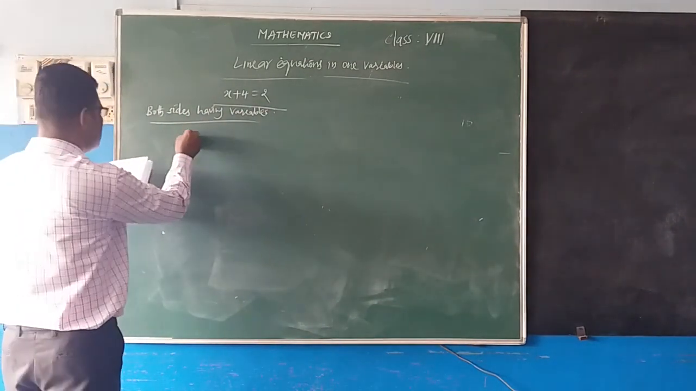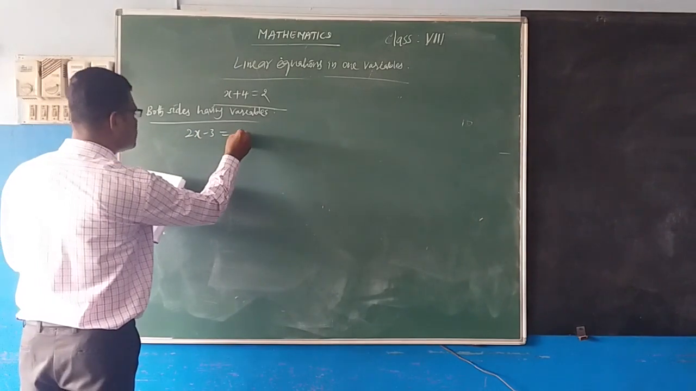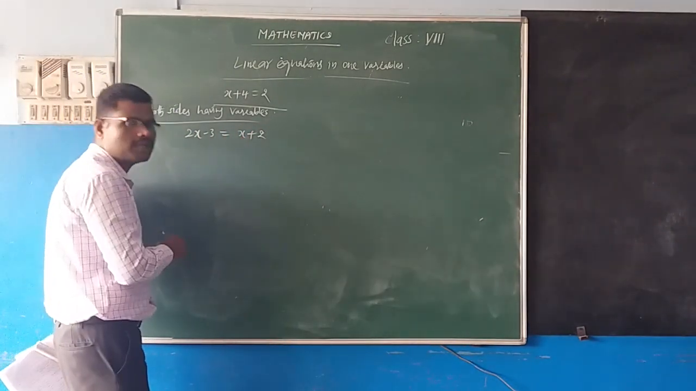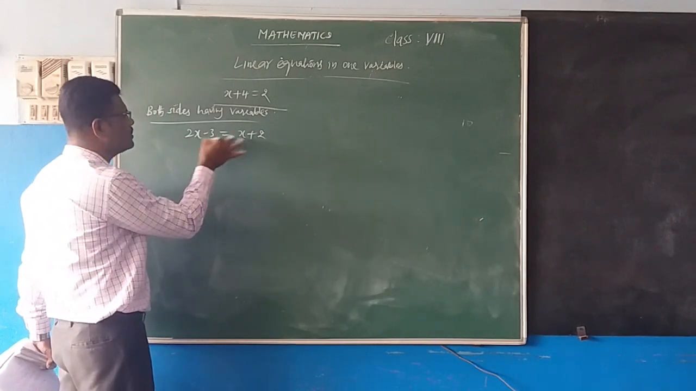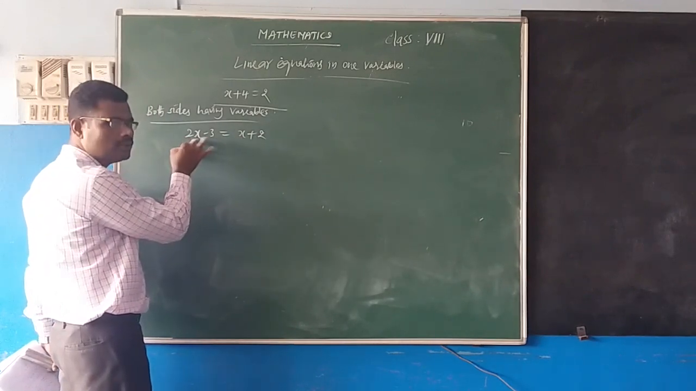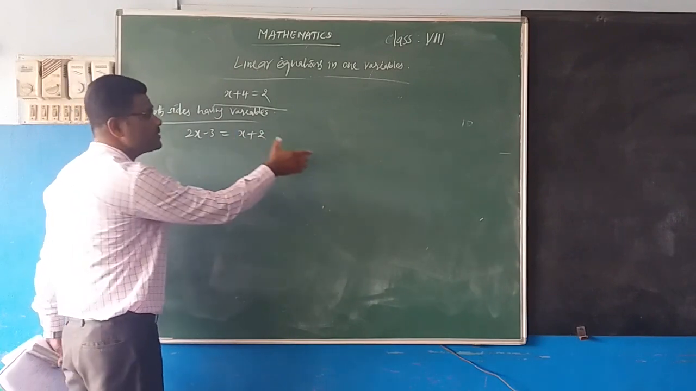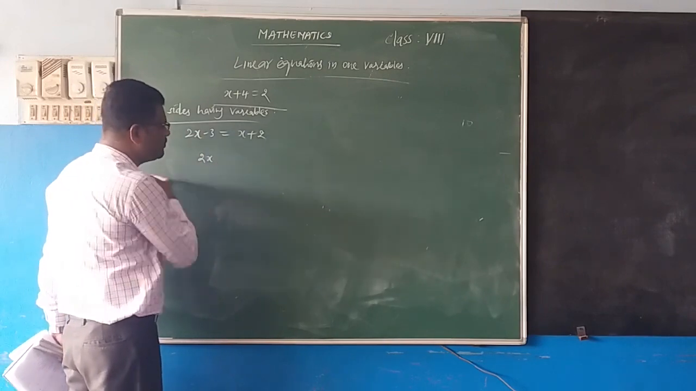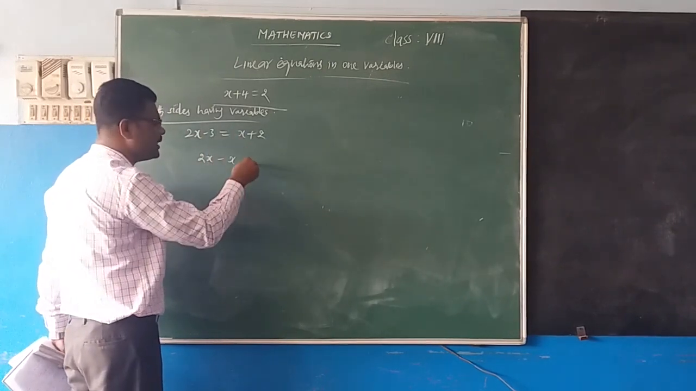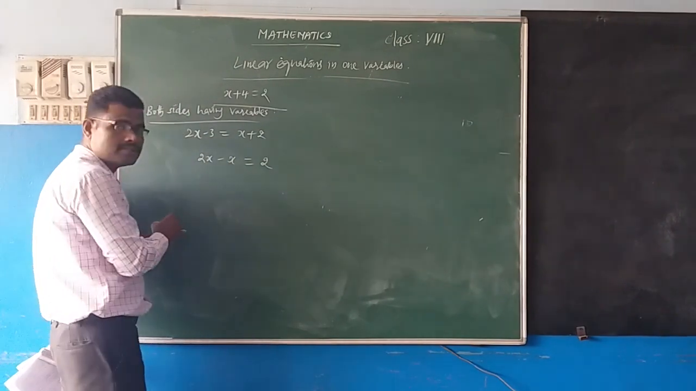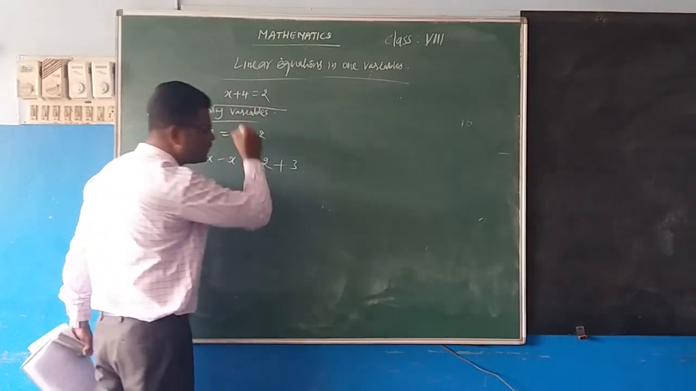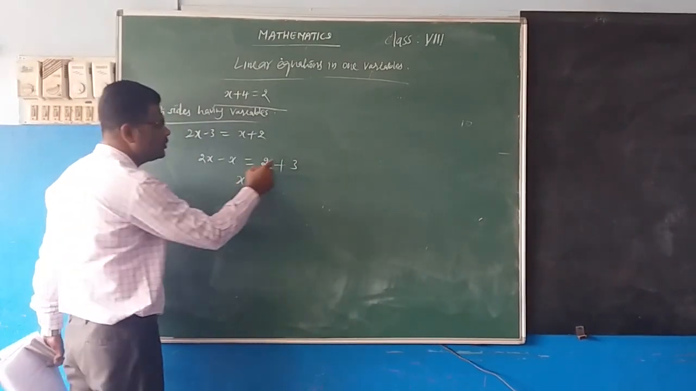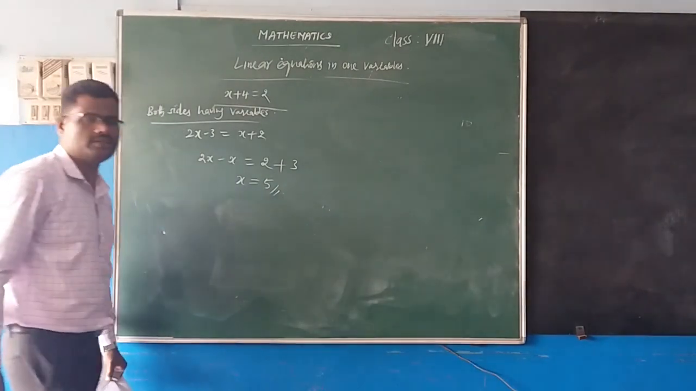The first one is 2x minus 3 is equal to x plus 2. How to solve this? 2x minus 3 is equal to x plus 2. So both sides consist of variables. So you keep variables on one side and constants on the other side. 2x you keep as it is. When plus x comes this side, it becomes minus x. Equals as it is. You keep 2 as it is. When minus 3 goes that side, it becomes plus 3. So 2x minus x is 1x or x. 2 plus 3 is 5.